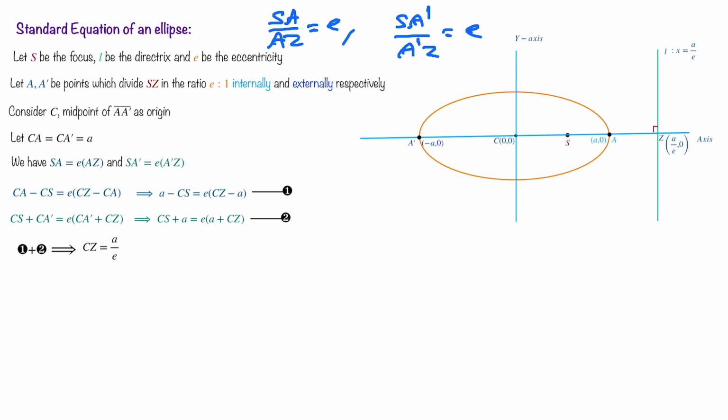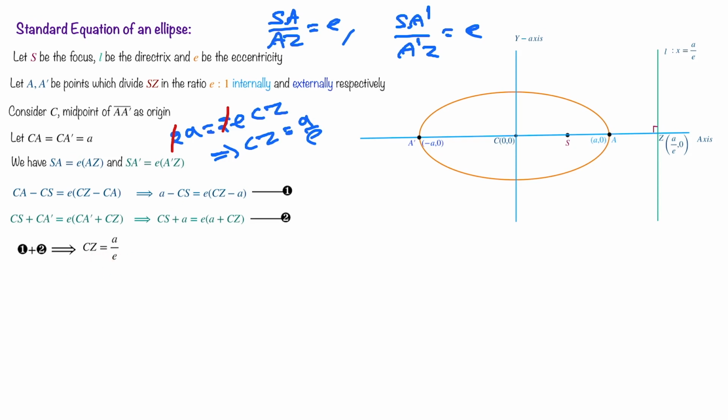On the left hand side, CS, CS get cancelled. We have 2A on the left hand side. On the right hand side, what gets cancelled? EA, EA get cancelled. Then we have 2 times E times CZ. Again here, the 2, 2 cancel. Then we will have CZ equal to A by E. If I do 1 plus 2, then I end up with CZ equal to A by E.